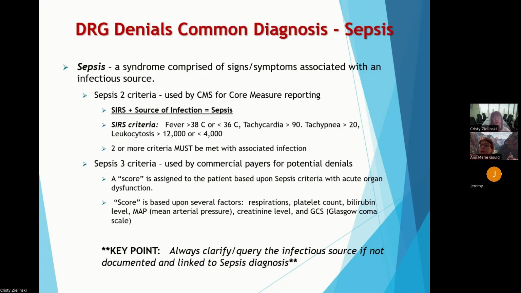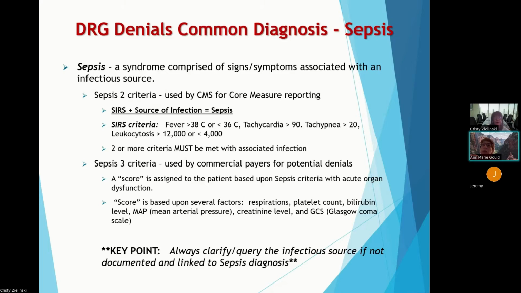So when it comes to sepsis, sepsis is what? A syndrome comprised of signs and symptoms associated with an infectious source. Now, sepsis 2 criteria is used by CMS, right? And that's part of the core measure reporting. So that's where your quality department gets involved. And they submit this information after the patient's discharged if they have this diagnosis of sepsis and if they meet the criteria to be included within the sepsis core measure reporting.